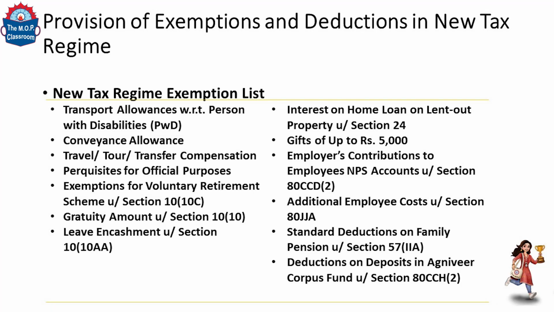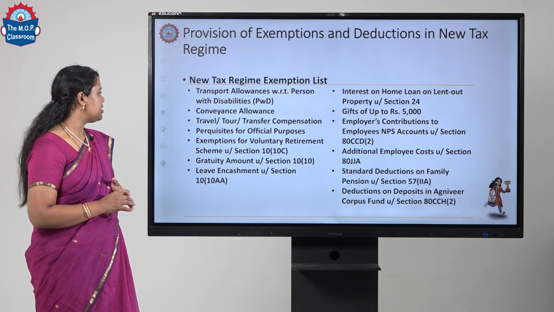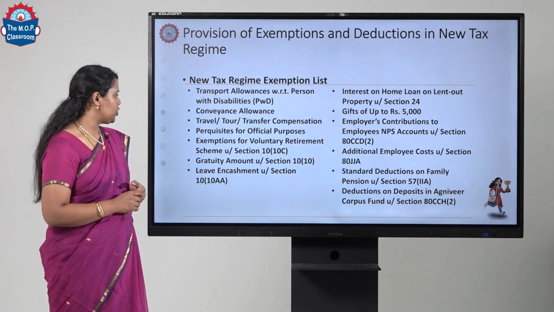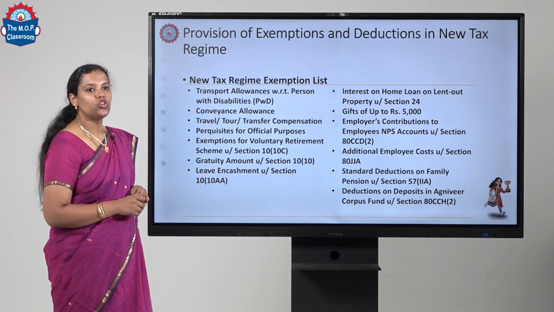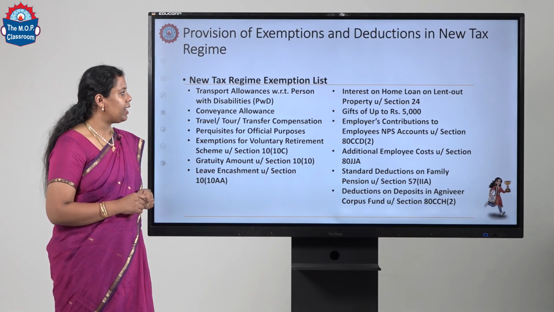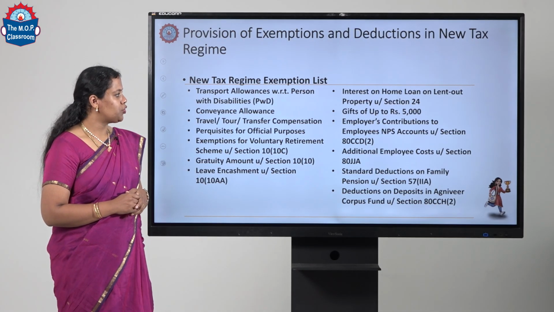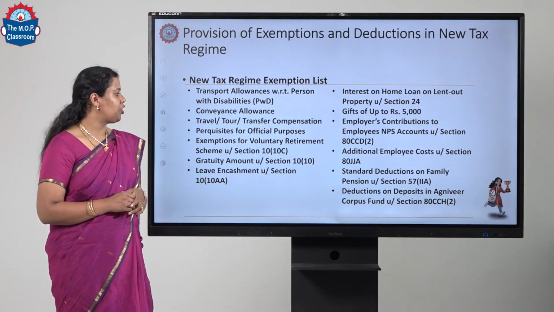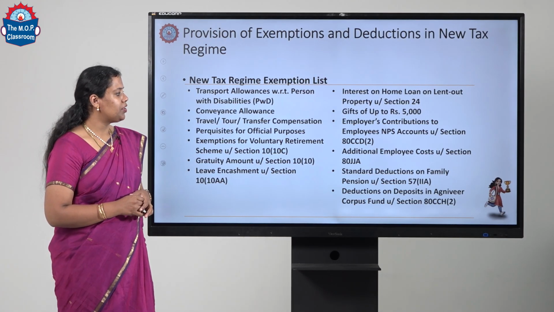The provisions for the exemptions and deductions which are available right now in the new tax regime are the transport allowances with respect to the person with disability, conveyance allowances, travel allowances, perquisites in terms of official purposes, exemption of the voluntary retirement, gratuity, leave encashment, interest on the home loan only on the let-out property, gifts up to 5,000 can be claimed back, employee's contribution to the NPS account, employer's contribution to the employee's NPS account, additional employee cost, standard deduction on the family pension, deduction on deposits in Agniveer corpus funds.